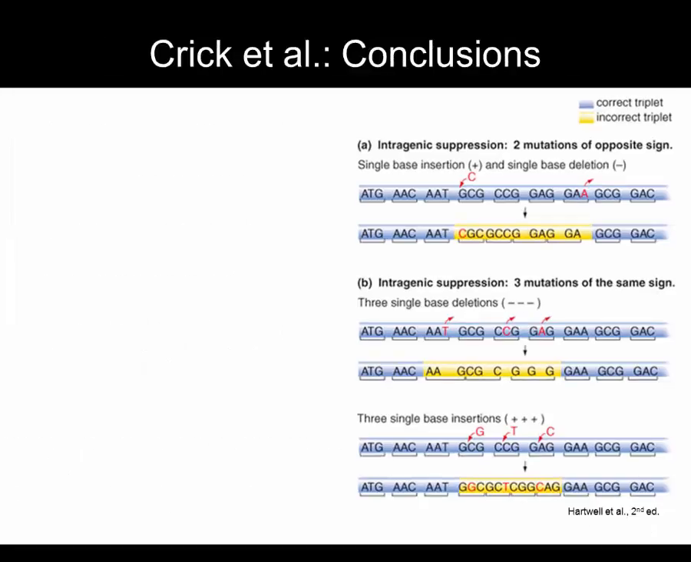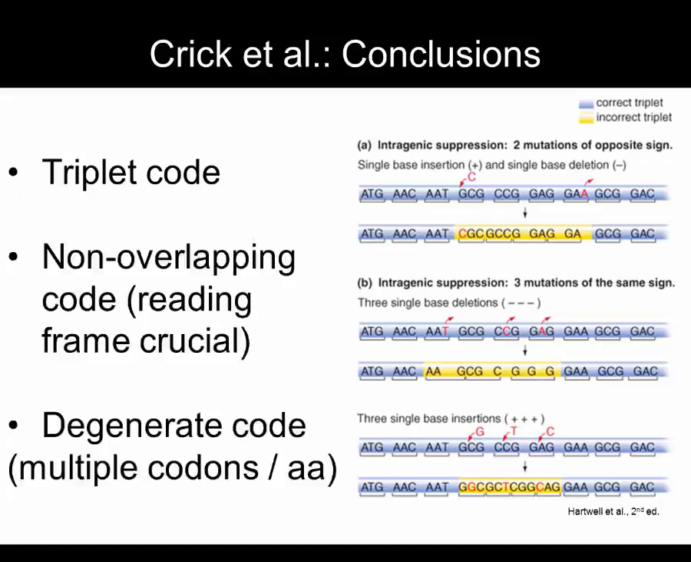From their results, Crick et al. were able to draw 3 important conclusions about the genetic code. First, it is a triplet code, for the reasons we just discussed. But they also interpreted their results as evidence that the code is non-overlapping, and that it is degenerate. That is, multiple codons can code for the same amino acid.